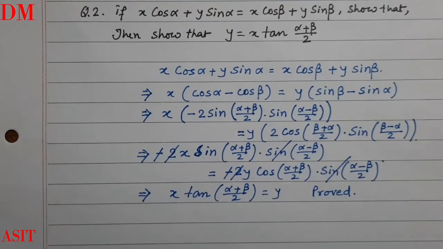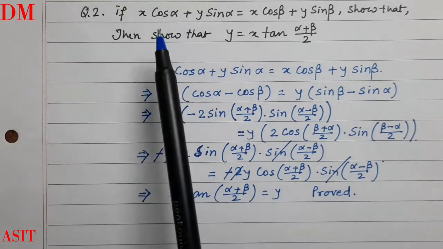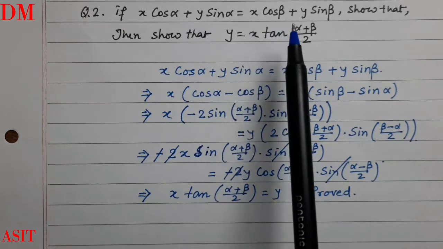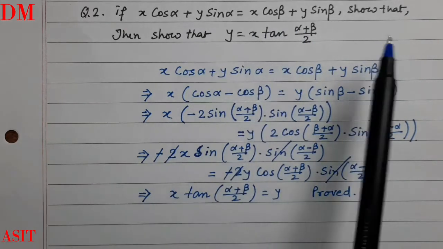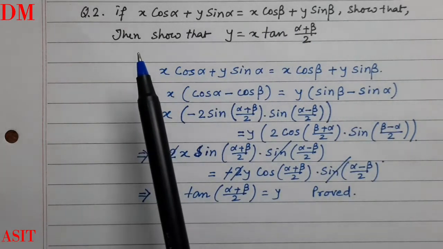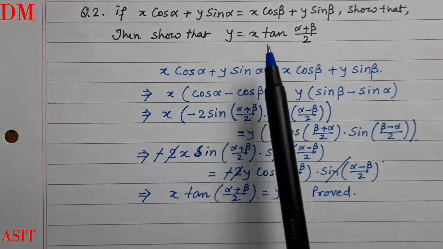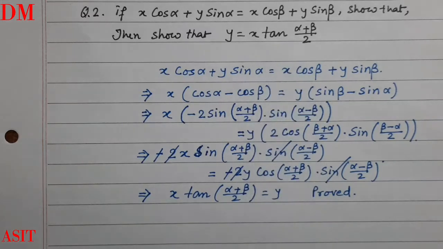Now let us see the next question. It is given that if x cos alpha plus y sin alpha equals x cos beta plus y sin beta, then show that y is equal to x tan alpha plus beta by 2.